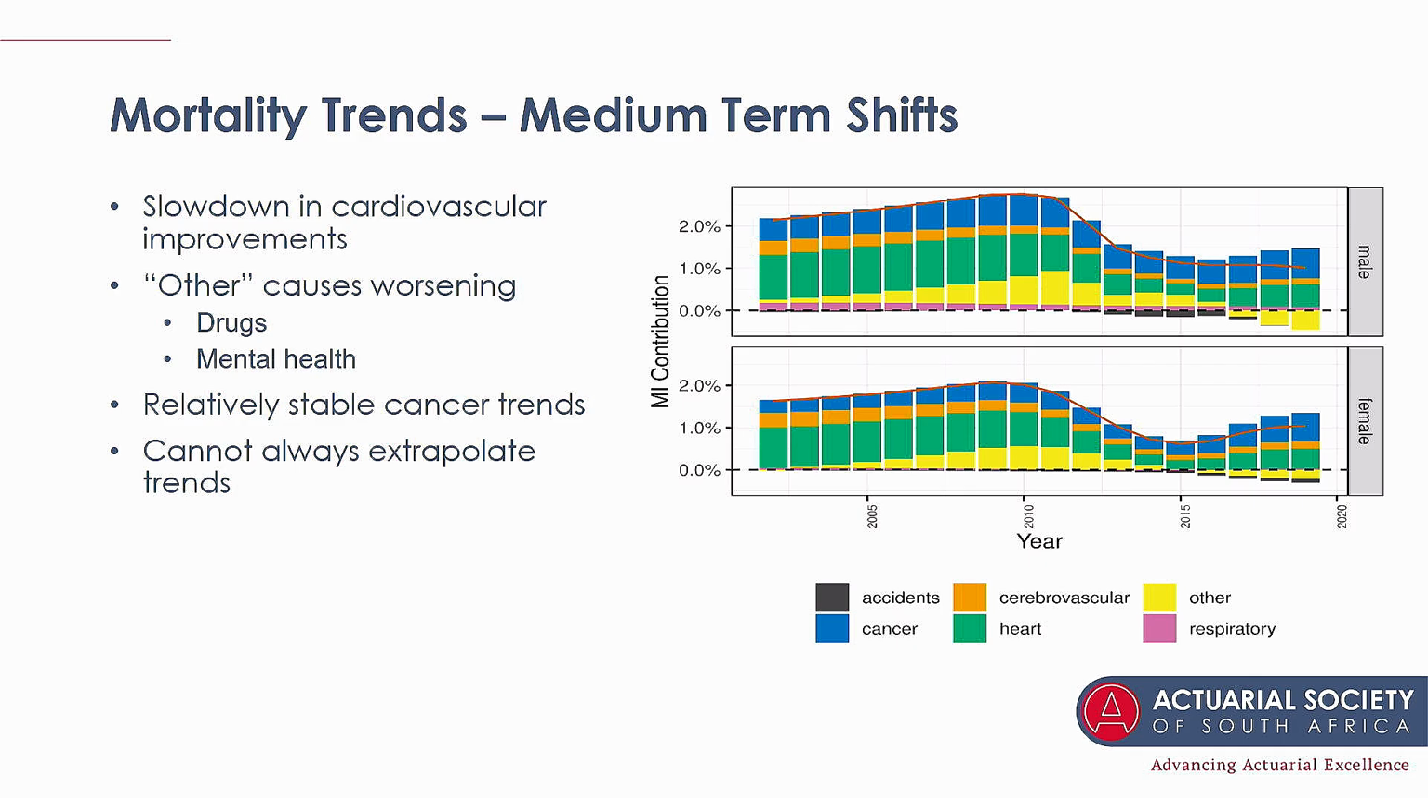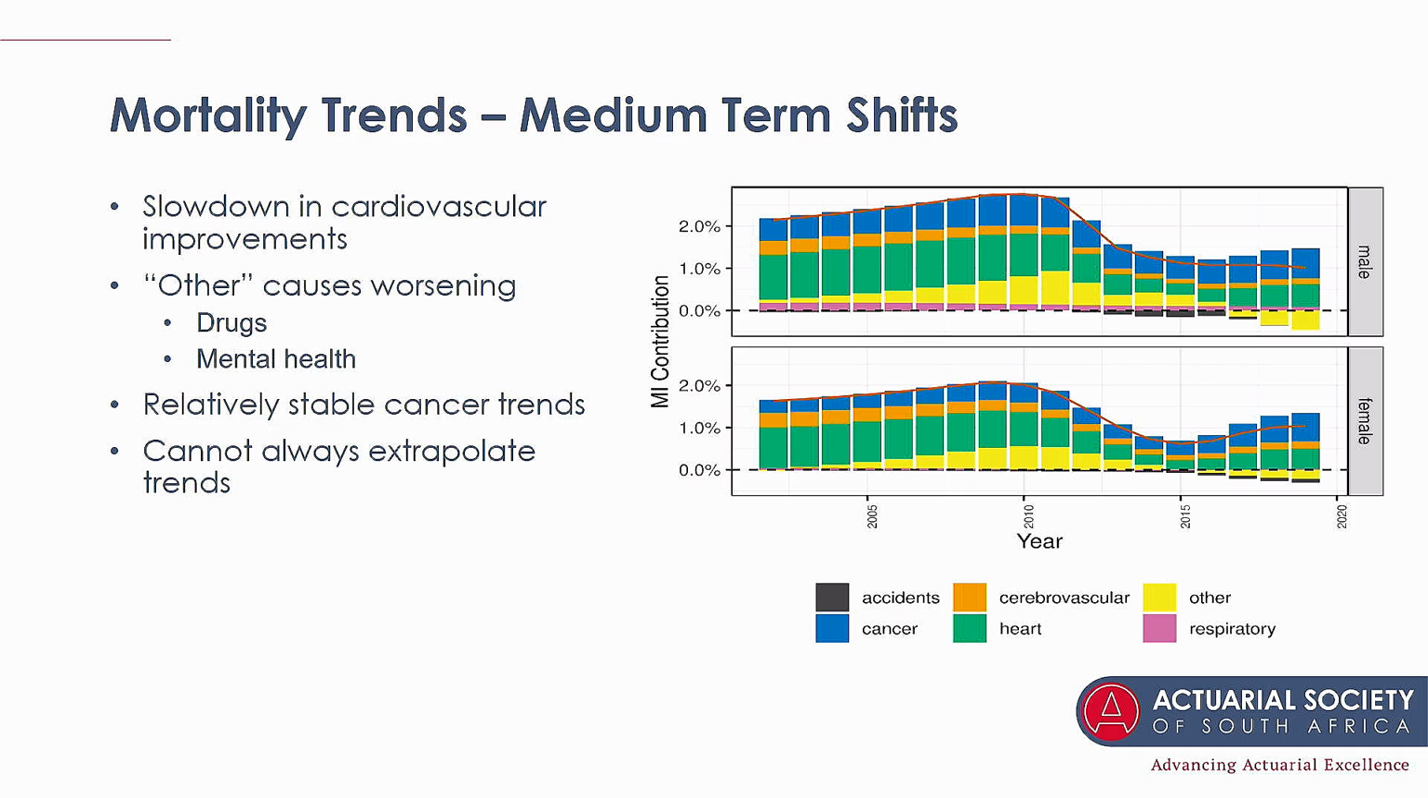This is an example from Canada. What you see on the right is mortality improvement. The vertical axis is mortality improvement for males and females, but we've smoothed it and broken it down by cause. We fitted a model to the data to smooth it out and try to extract the impact of various causes on mortality improvement. Pre-2010, the most significant contribution to mortality improvements is the green one, heart and cardiovascular conditions.